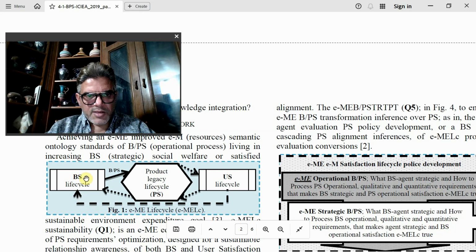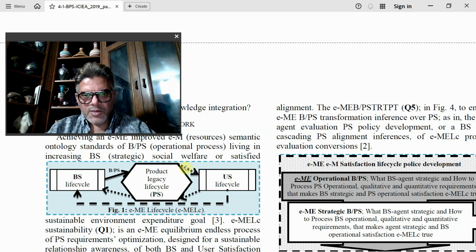So the business starts: the product is being sold to the user. If there is user satisfaction, there will be a feedback/response over the product satisfaction. The business will try to segment the feedback/response, whether it's positive or negative.